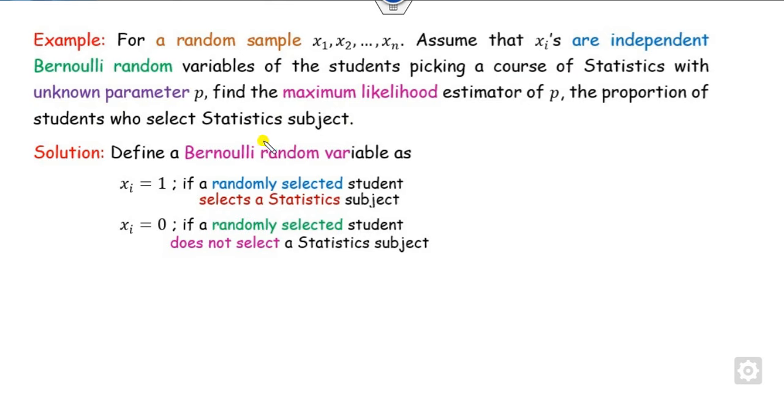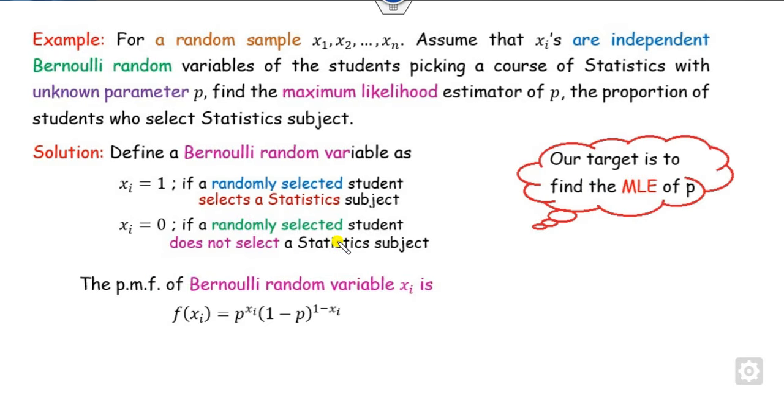So define the Bernoulli distribution as here, because we know that the Bernoulli distribution takes either 1 or 0. 1 means the student selects the subject statistics, and 0 means the student does not select the statistics subject. What is the probability mass function of the Bernoulli distribution? It is here. Then our target is to maximize the value of this. How can you maximize them? That's again very simple. You can take the derivative, or else you can take the logarithm also.